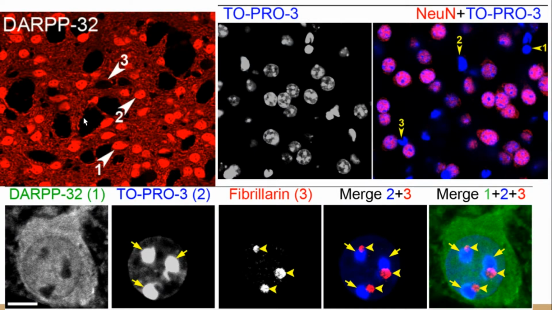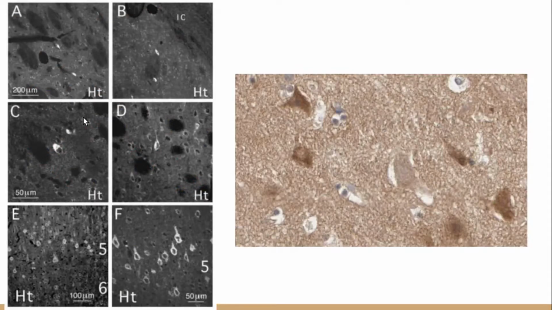Now I'm going to move back into general HD pathology. Okay, so this is what Huntingtin looks like in vivo. Again, it's found in neurons, with lower expression in glia. Huntingtin stains diffusely throughout the cytoplasm, and there's a little bit in the nucleus as well.